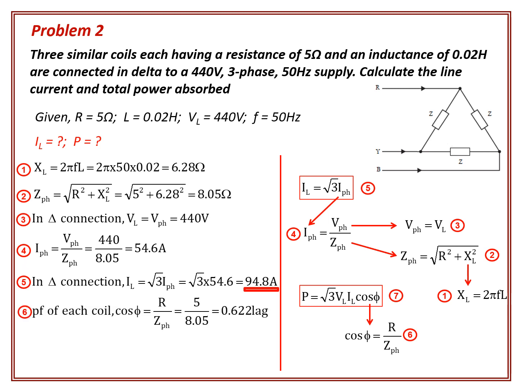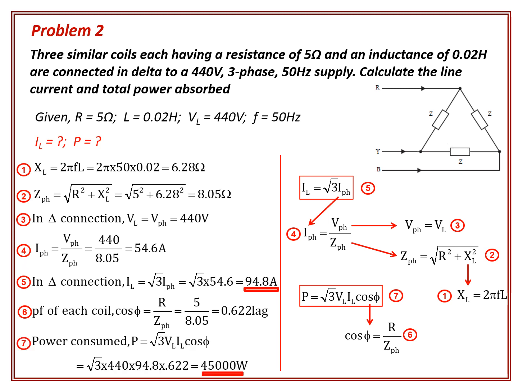Power factor of each coil, cos phi, is equal to R by Z phase. Substituting R equal to 5 and Z phase equal to 8.05, we get cos phi as 0.622. We have to mention the power factor as lagging because this is an inductive circuit.